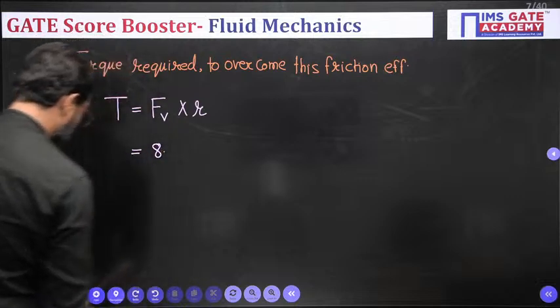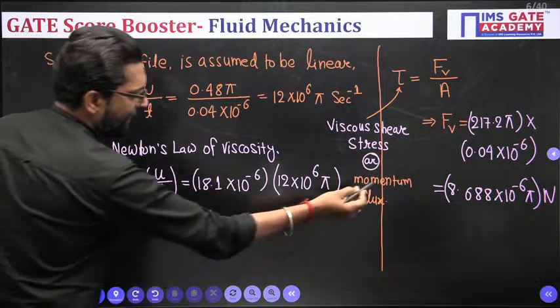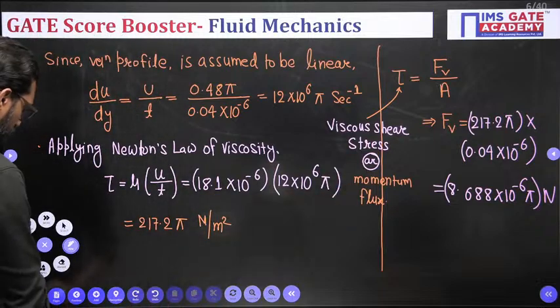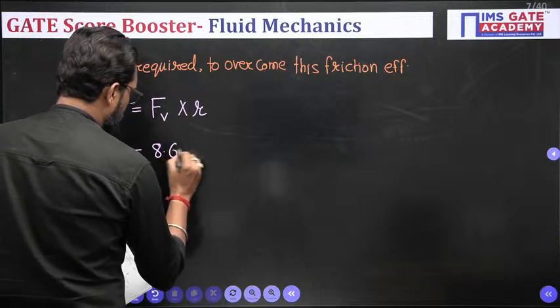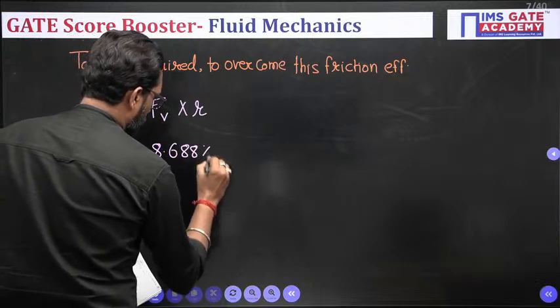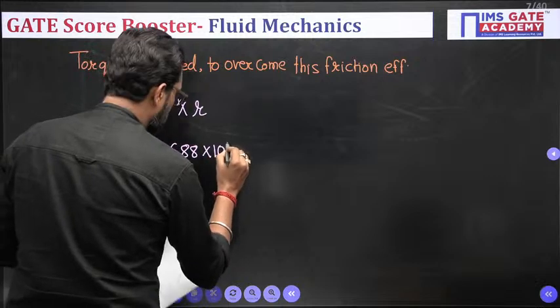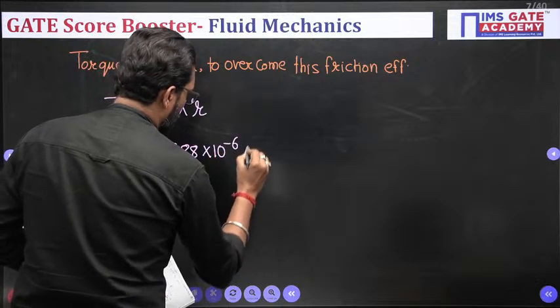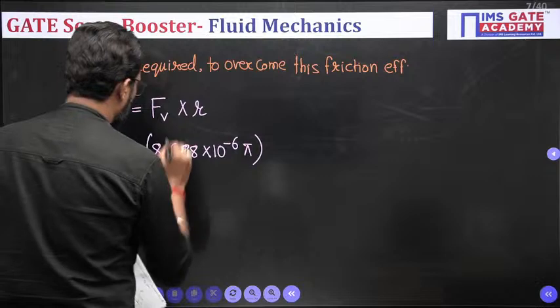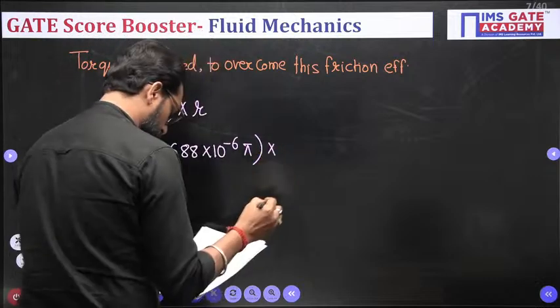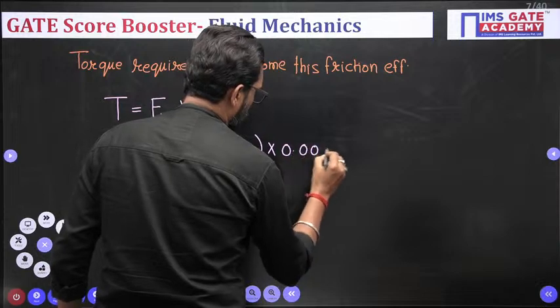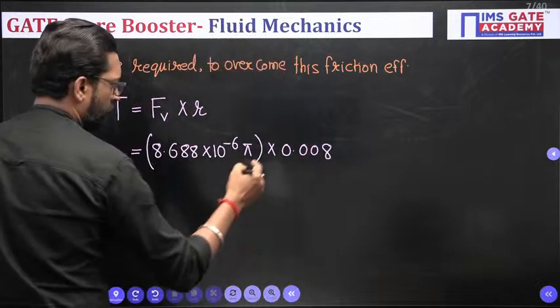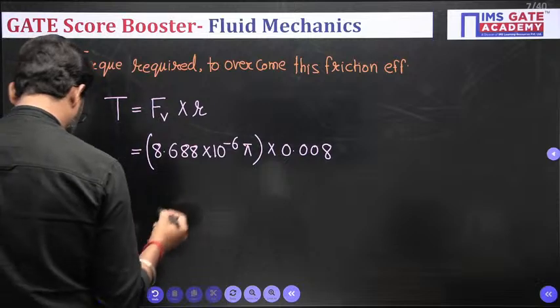What is the viscous force, beta? 8.688 cross 10 to the power minus 6 pi. This is your viscous force into the radius. What is the radius? Radius is 0.008. Why? You are given 8 mm.